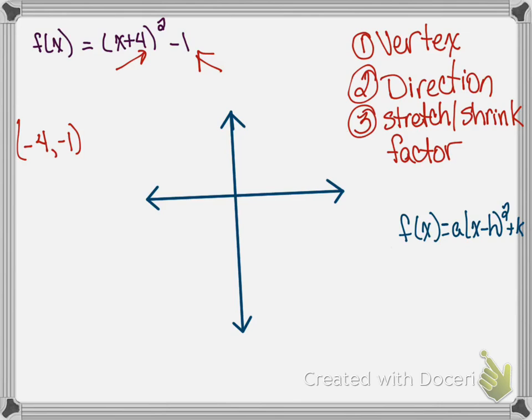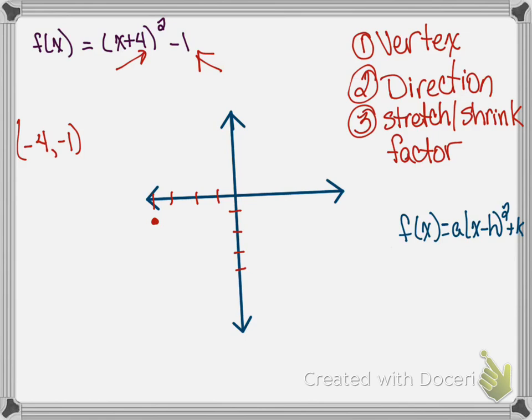Okay? So I've got 1, 2, 3, 4. Okay, so here is my vertex. Okay, do I go up or down? Down. Why do I go down? Because it was a negative 1 that changed the order. No. Okay, talk to me a little bit more about that.